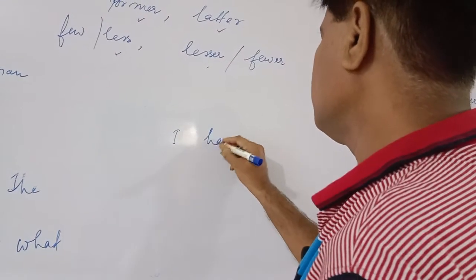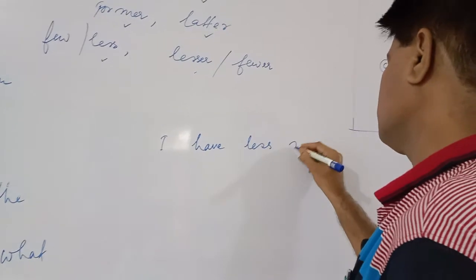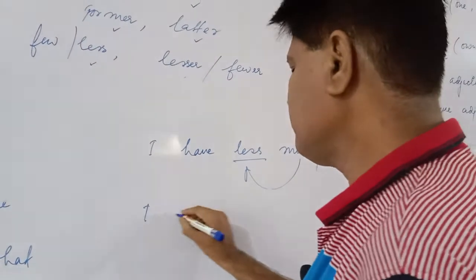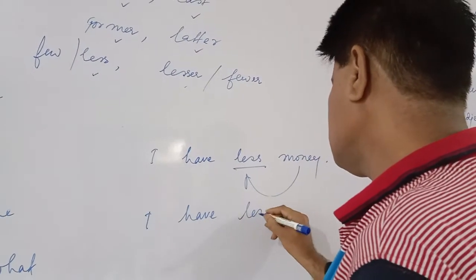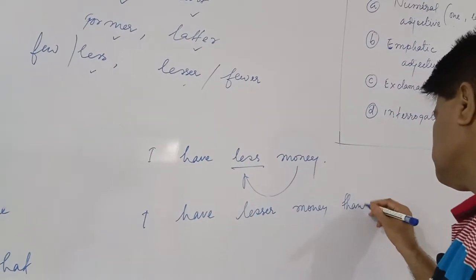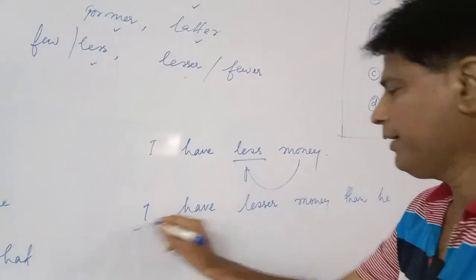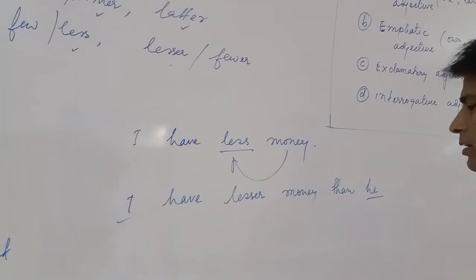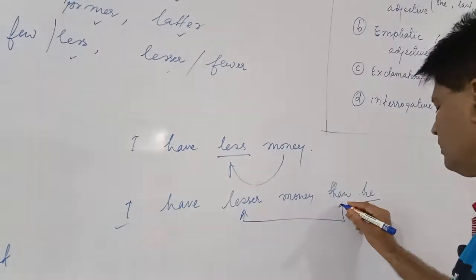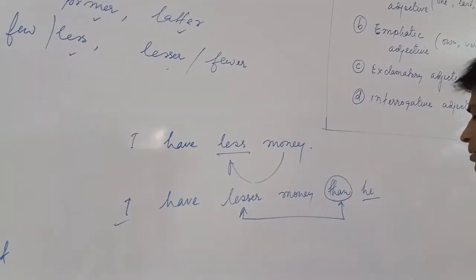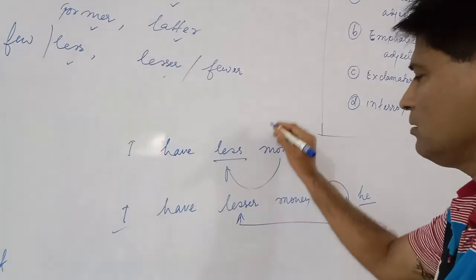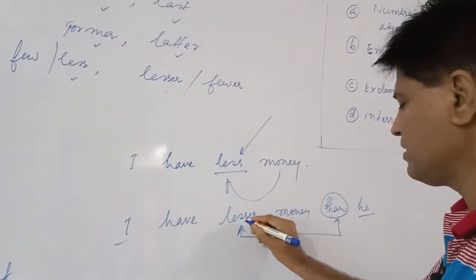I have less money. So money is not countable, you are using less. I have lesser money than he. So I and he is the comparison, giving the word lesser followed by than as a conjunction. So less is used only to denote less, but lesser is used in the case of comparison.